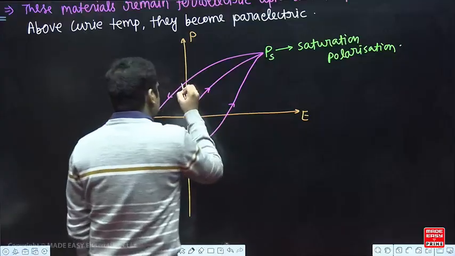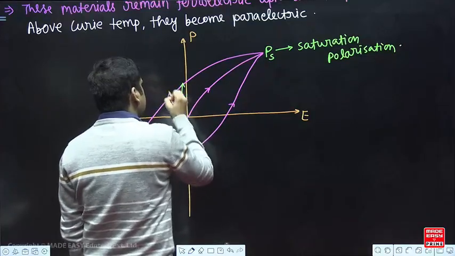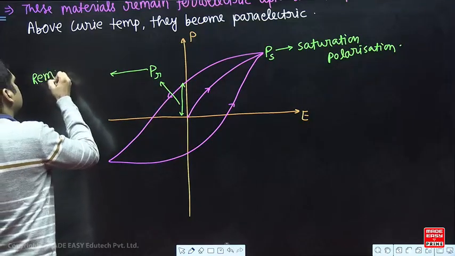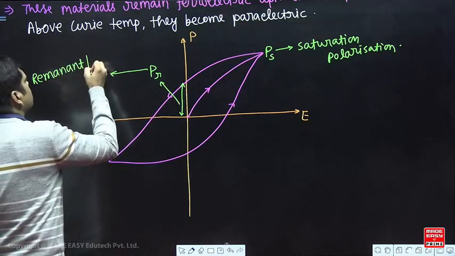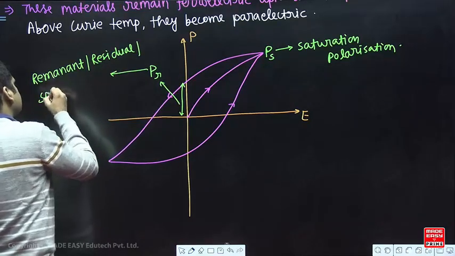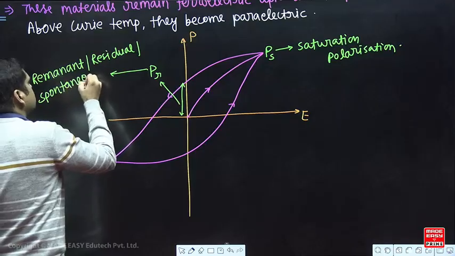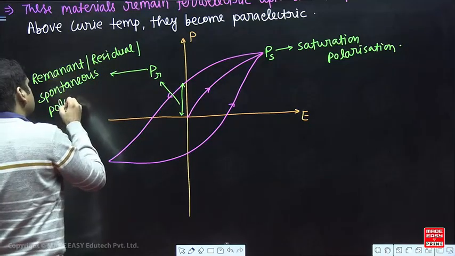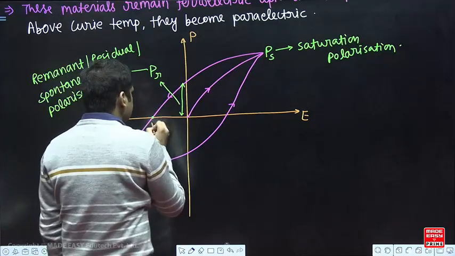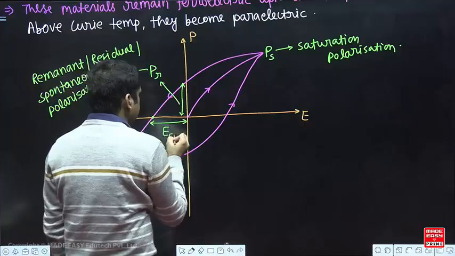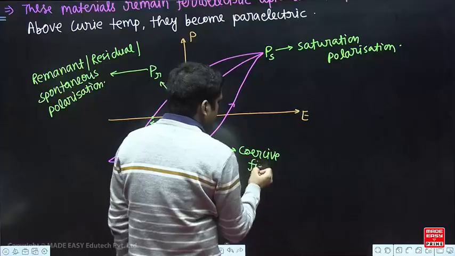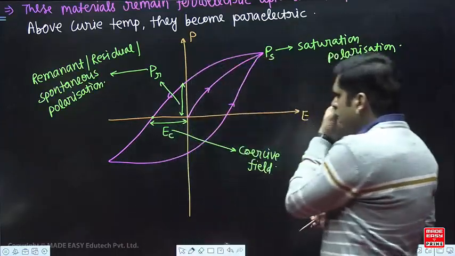The value of polarization in the absence of electric field, this is PR, is known as remanent or residual or spontaneous polarization. EC is coercive field. It is known as coercive field.